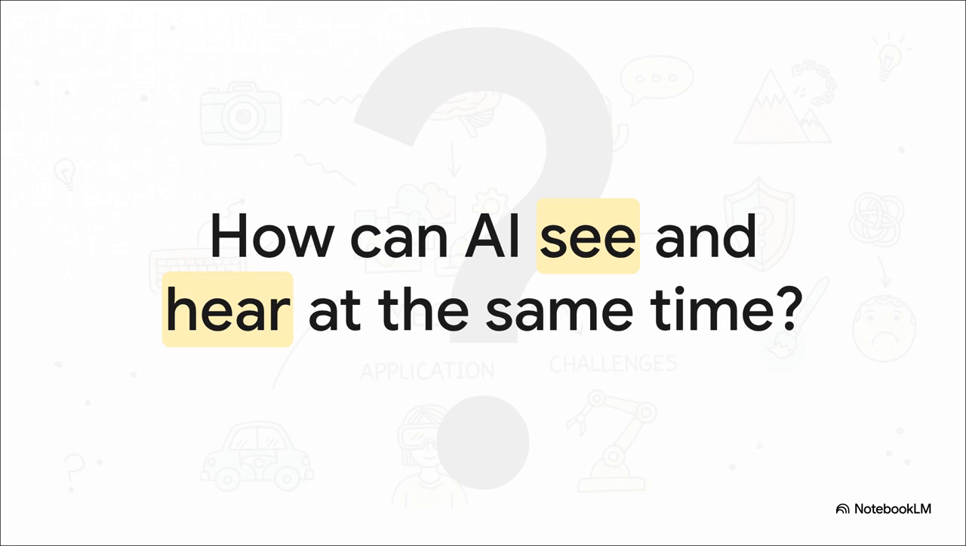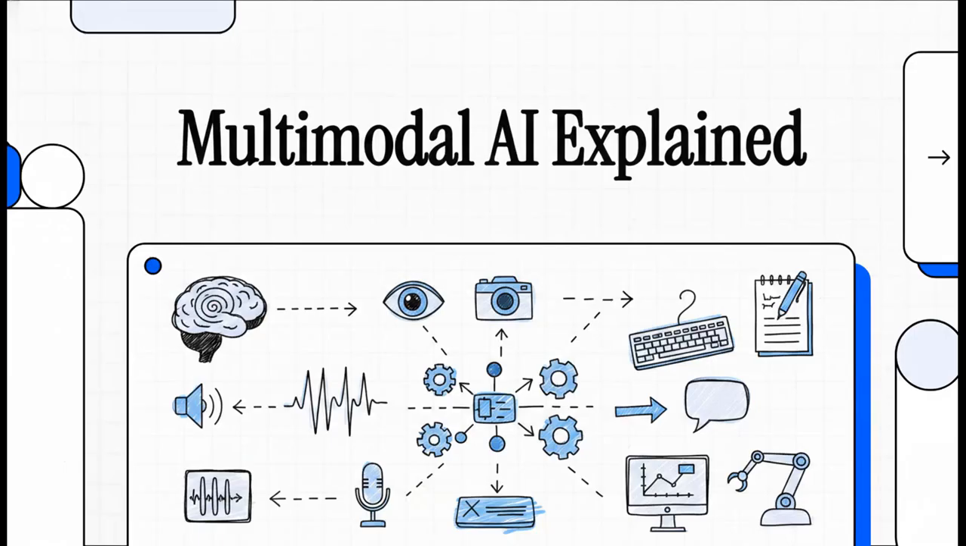But here is the big question. How exactly does a computer program actually manage to see, hear, and read at the exact same time? Well, welcome to this explainer on multimodal AI. Over the next few minutes, we're going to give you a super clear, structured breakdown of how this latest generation of AI models actually works. We are going to strip away all the hype, look directly under the hood at the mechanics, and figure out exactly how this tech is reshaping our world.